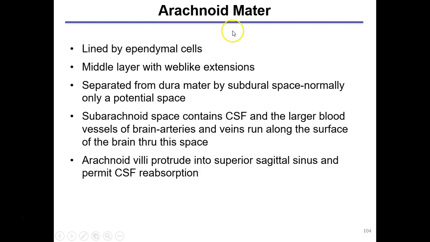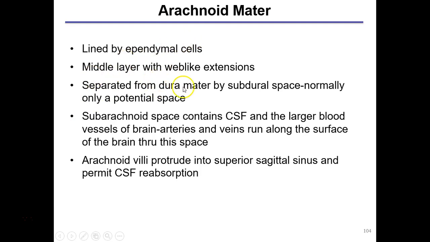So the arachnoid mater is the second layer of the meningeal coverings of the brain. It is a much more delicate connective tissue structure. The arachnoid layer is lined by a layer of epithelial cells, or at least the subarachnoid space is lined by them. And through the subarachnoid space, we find delicate reticular fibers which give this layer its name, because it looks like a spider's web, arachnoid being spider-like.